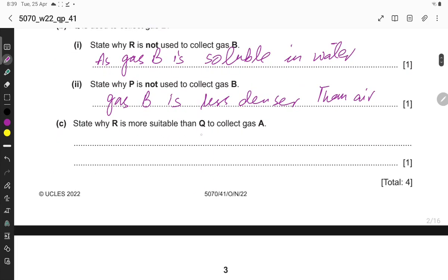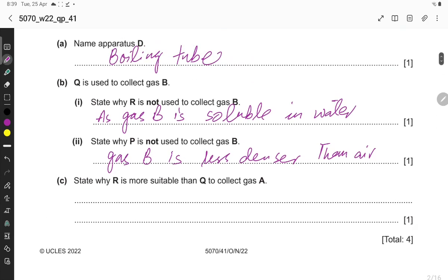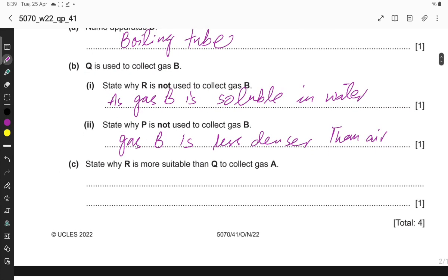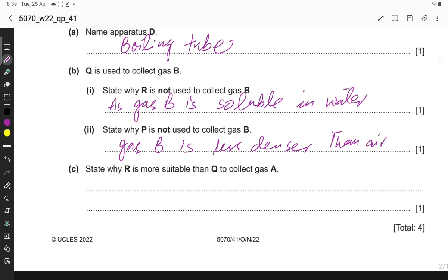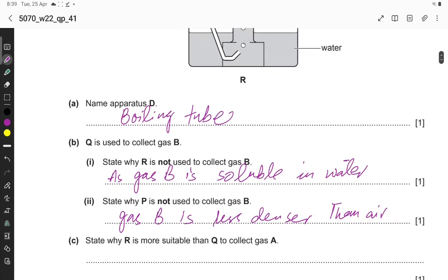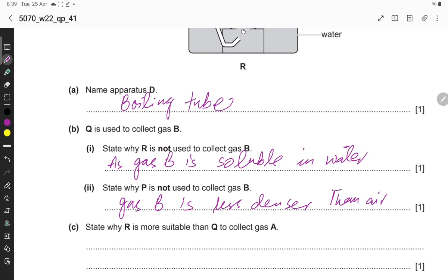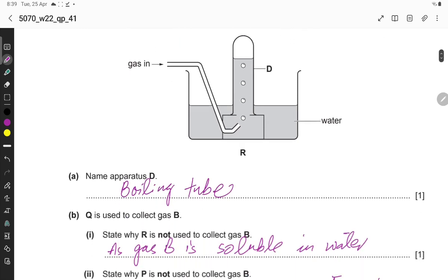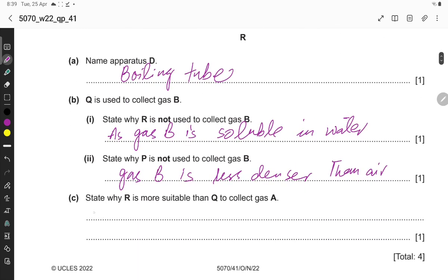State why R is more suitable than Q to collect gas A. R is more suitable than Q because gas A is insoluble in water.